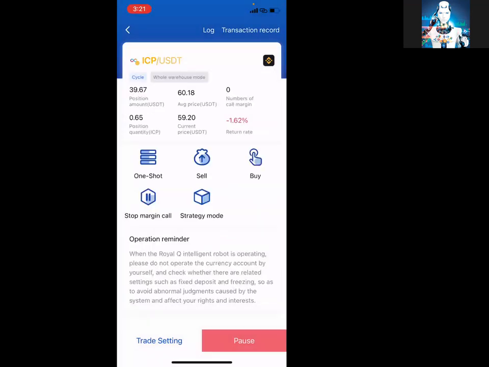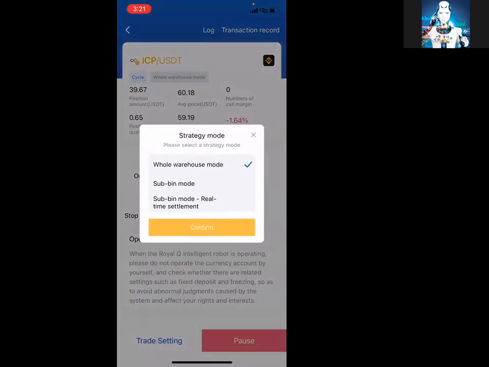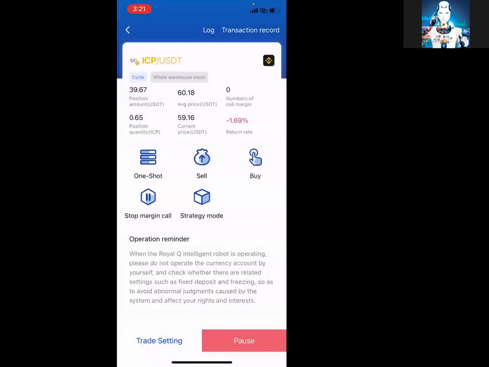Under strategy mode, I'm not going to be teaching you about strategy mode because you don't need it at all, because of what we call your margin level. Your margin level is just 3. If you're using margin from 4 and above, then you can use what we call the strategy mode. But let's just forget it now. It's always going to be set at whole warehouse mode. Leave it there. The day we're going to use more than 3 margins, we'll do that.